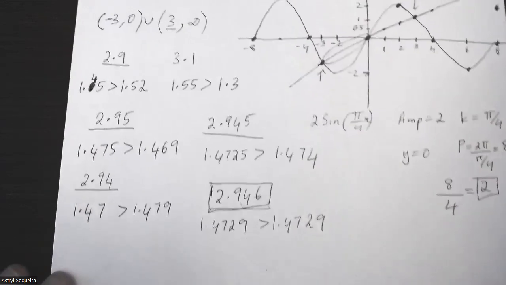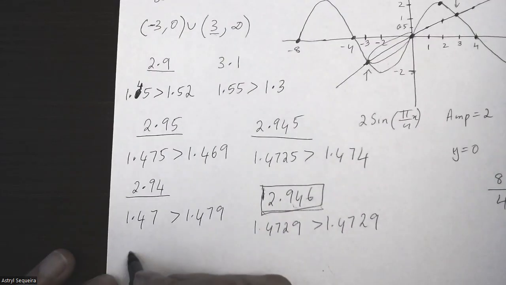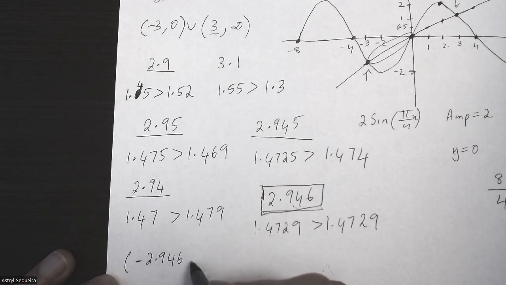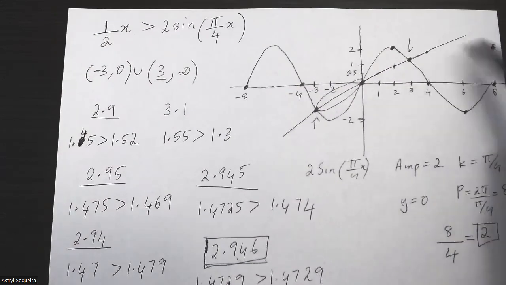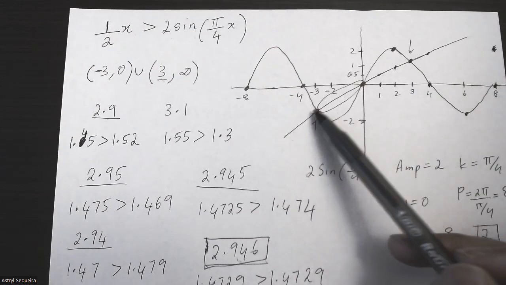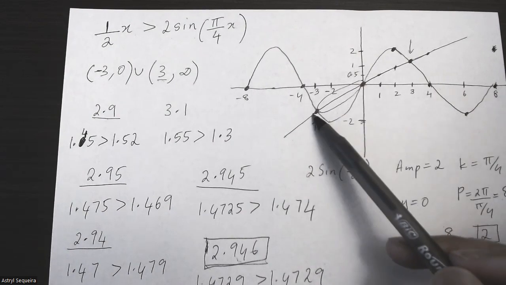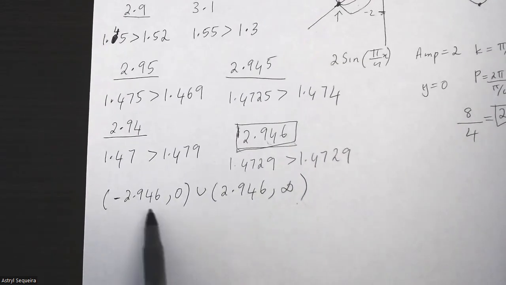So instead of writing our final answer like this, we can write it from negative 2.946 to 0 union positive 2.946 to infinity. Because these graphs are both even, these 2 points will have the exact same value, just one positive and one negative. And now using guess and check, we found the exact value of the solution.